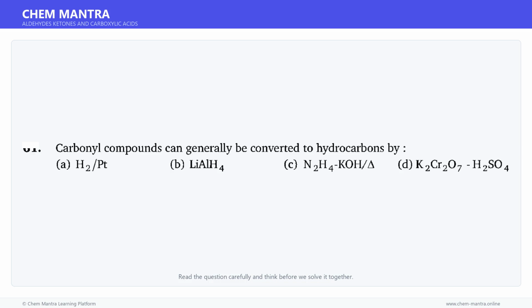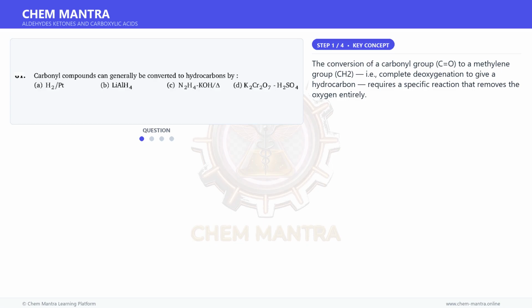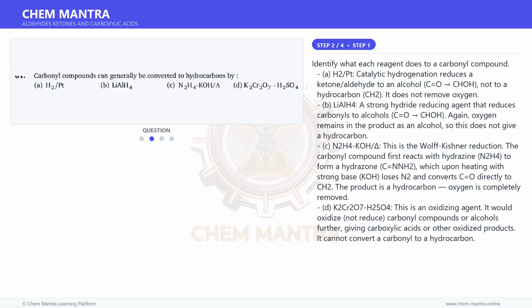Here is a question. Read it carefully and think about the answer. Let us solve it step by step. Let us first understand the key concept here. The conversion of a carbonyl group, C=O, to a methylene group, CH2, i.e., complete deoxygenation to give a hydrocarbon, requires a specific reaction that removes the oxygen entirely. Moving on to the next step.